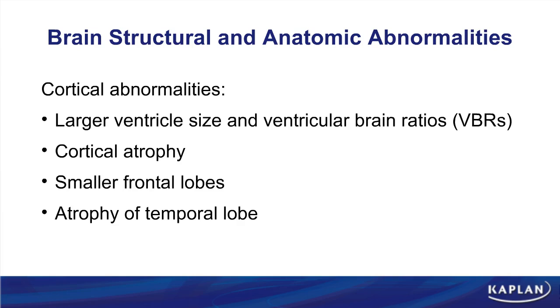Some brain structural and anatomical abnormalities of schizophrenics include larger ventricular size and ventricular brain ratios. So what the studies have found is that patients who have the worst prognoses tend to have the greatest ventricular size. And this, of course, is associated with more negative symptoms. And if you recall, these are the ones that also had the least response to medications and harder to treat. Patients can also have cortical atrophy, smaller frontal lobes, as well as atrophy of the temporal lobes.